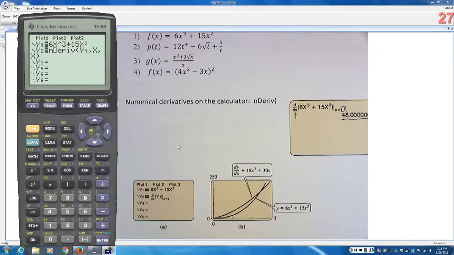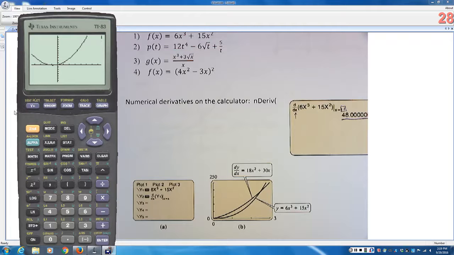Okay, so we knew that the derivative was 18x squared plus 30x. At this point, I'm not interested in what the graph looks like. I just want it to be sitting there so I can use it. If I hit graph right now, I should only see one line. If I type in my answer right, I should only see one line.